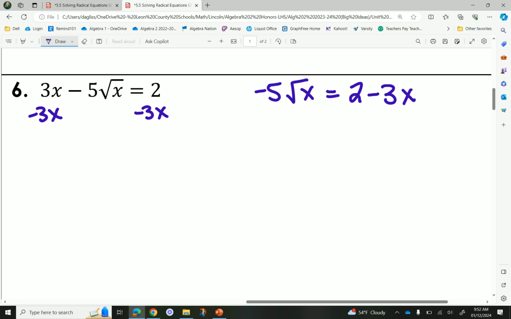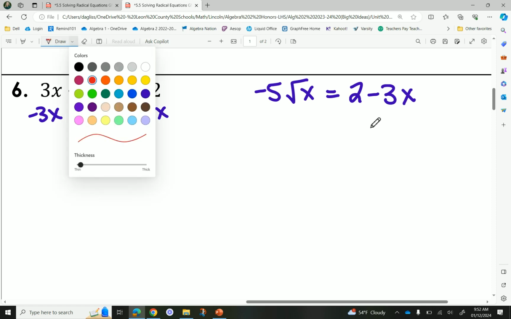Now, work smarter, not harder. Do you want to divide and then square? Think about it. 2 minus 3x divided by negative 5. Would you want to square that fraction? I don't want to square that fraction. Okay, so let's go ahead and square right now, and then we can worry about it.